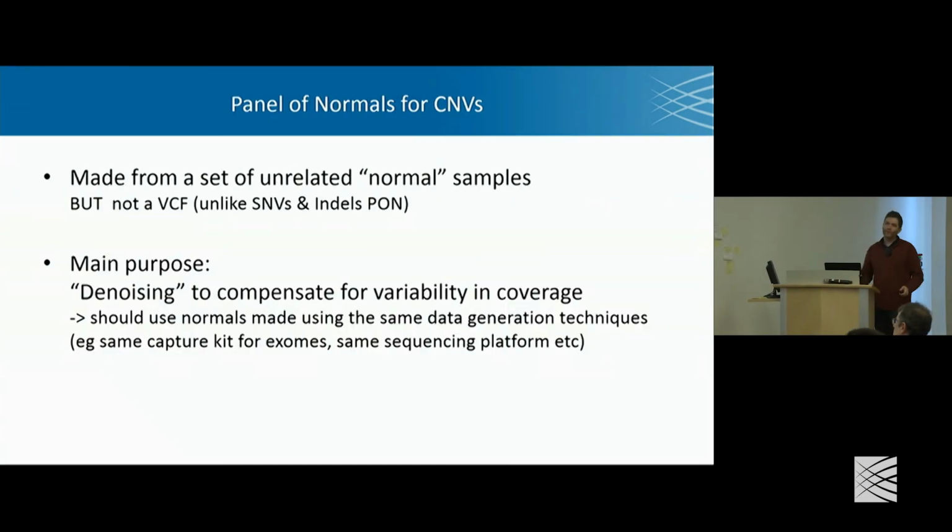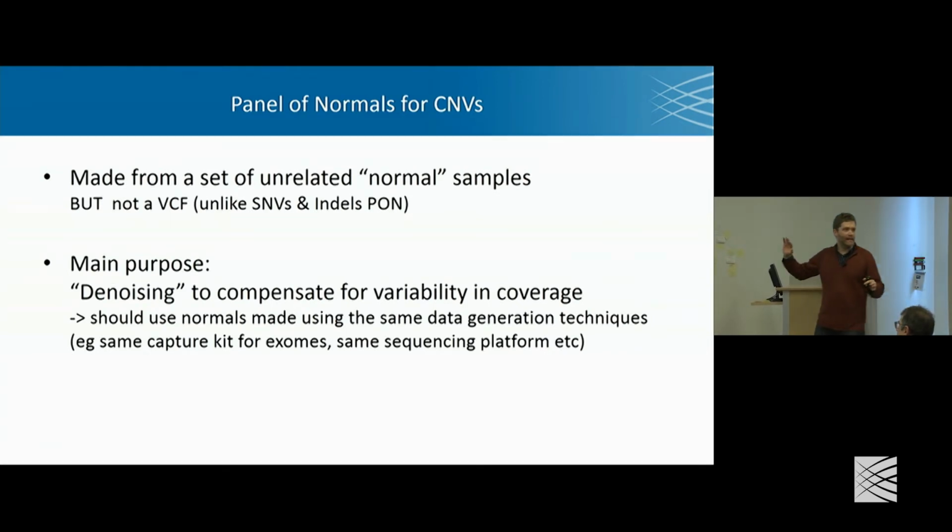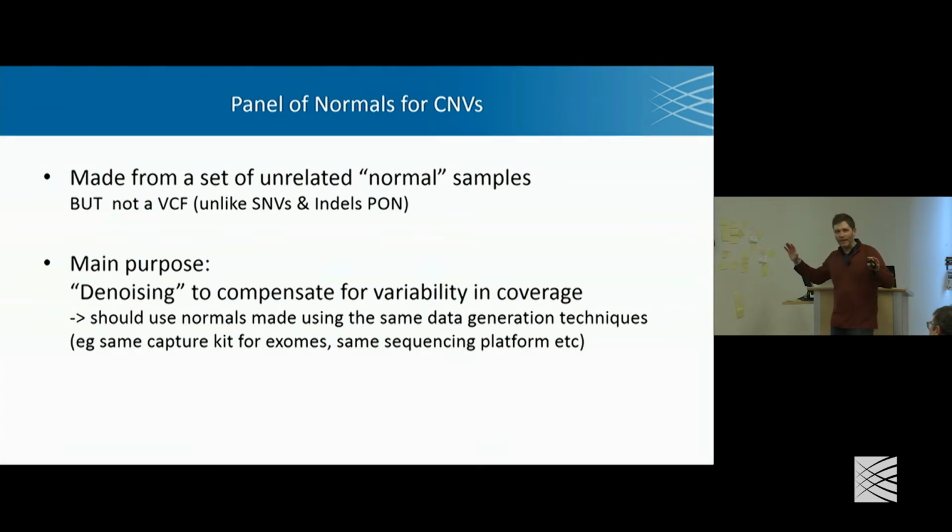So the panel of normals for the CNV, I have to emphasize, is not the same file as the panel of normals you use for the small mutations. I'm sorry, it's a little confusing, but that's how it is. It is not a VCF. It is an HDF5 file with a bunch of matrices and metadata about the samples you used for your panel of normals. Again, its main purpose is basically to denoise your initial copy ratio estimates.